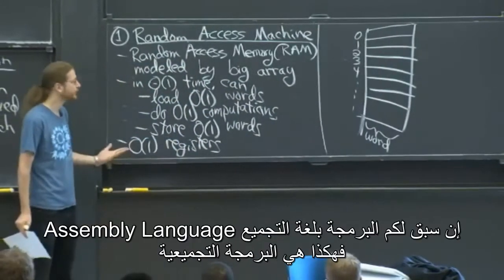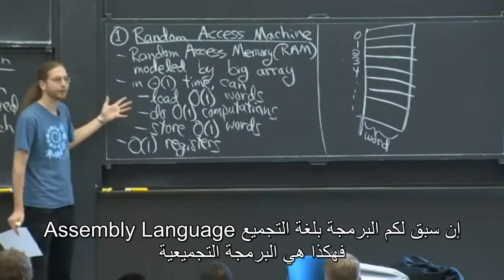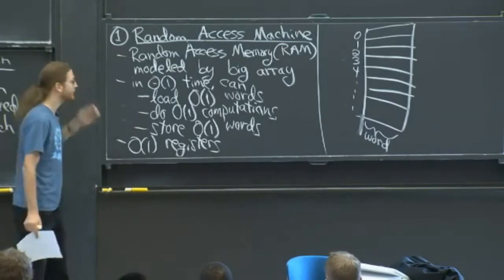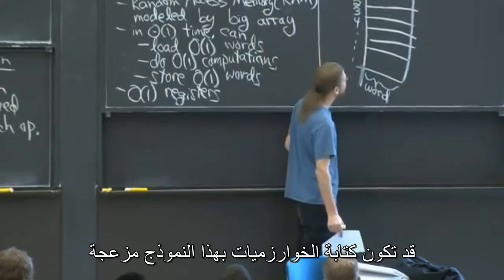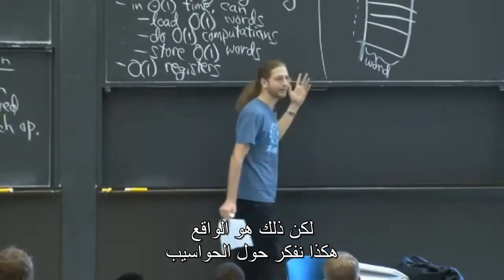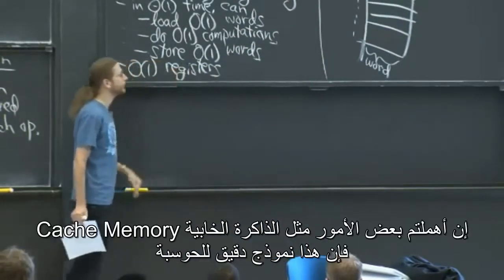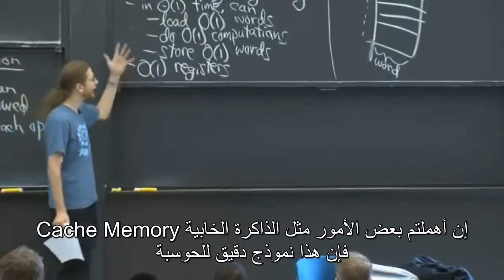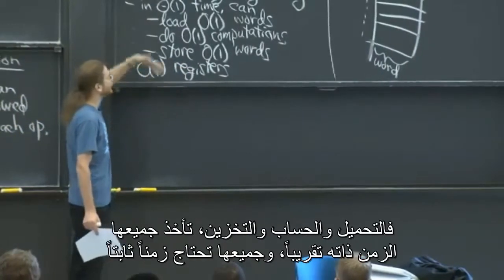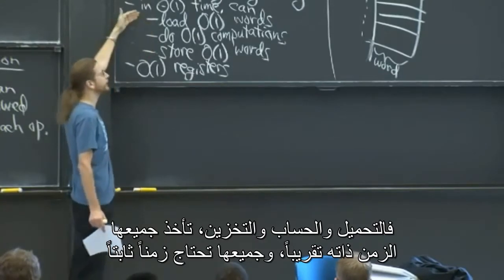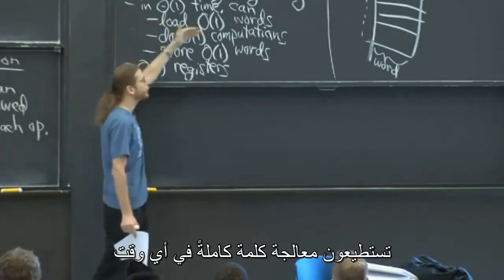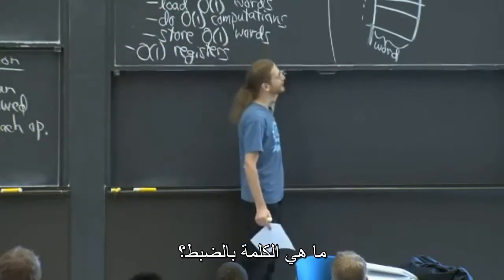So if you've ever done assembly programming, this is what assembly programming is like. And it can be rather annoying to write algorithms in this model, but in some sense, it is reality. This is how we think about computers. If you ignore things like caches, this is an accurate model of computation. That loading, computing, and storing all take roughly the same amount of time. They all take constant time. You can manipulate a whole word at a time. Now, what exactly is a word?